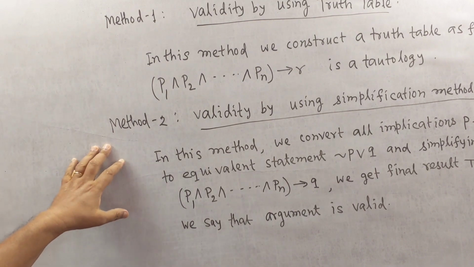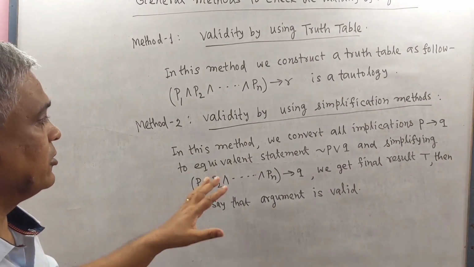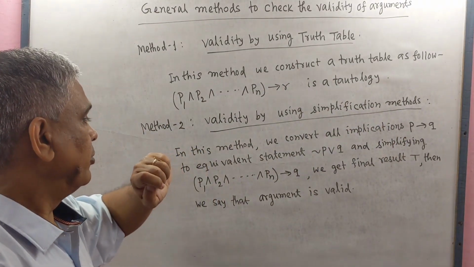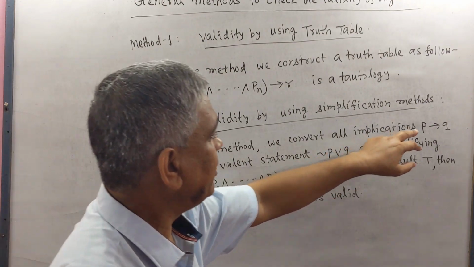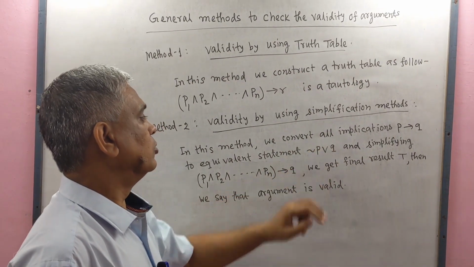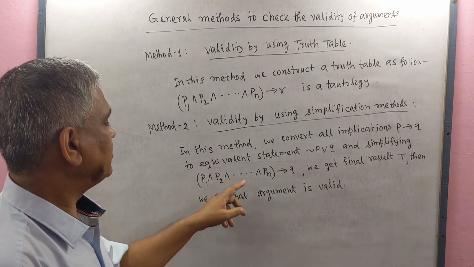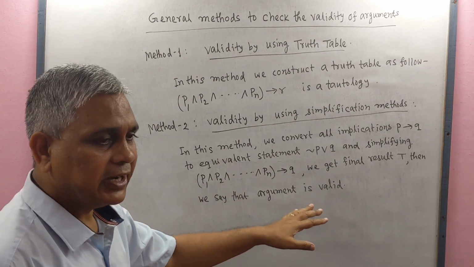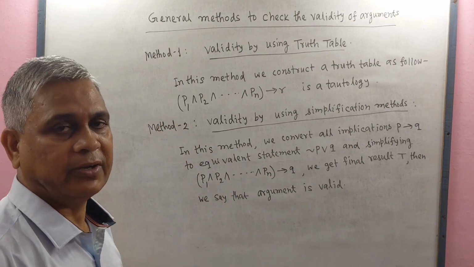Method 2, validity by using simplification methods. In these methods, we convert all implications P implication Q equivalent to the statement negation P disjunction Q. We know that P implication Q equals negation P disjunction Q, and we simplify P1 conjunction P2 conjunction Pn implication Q. If we get the final result T, then we say that the argument is a valid argument.